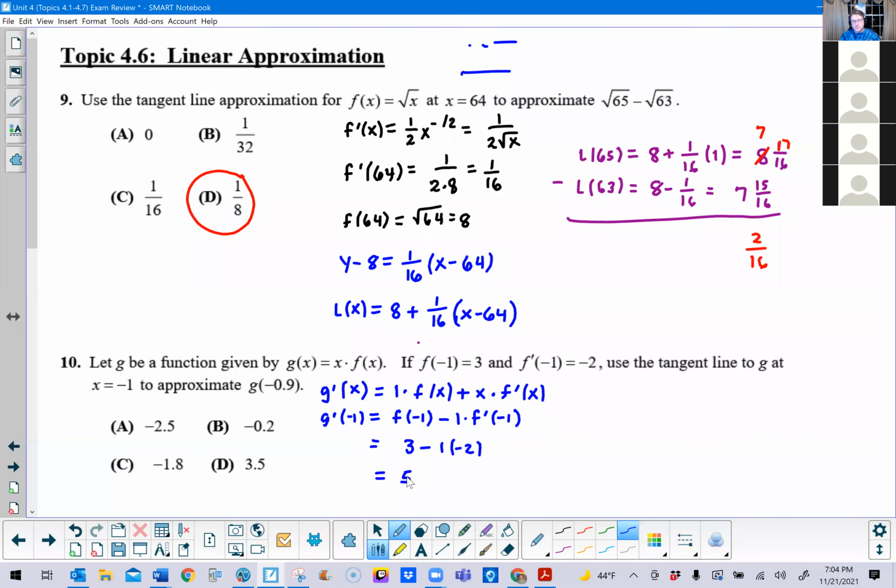That is our slope. Now we still have to find the y value of our function g. So basically where we are right now is exactly where we were up here where this purple dot is in the previous problem. Same process, just a little bit different function. So g of -1 is just -1 times f of -1. Well, f of -1 is 3 again, right? So -1 times 3 is -3.